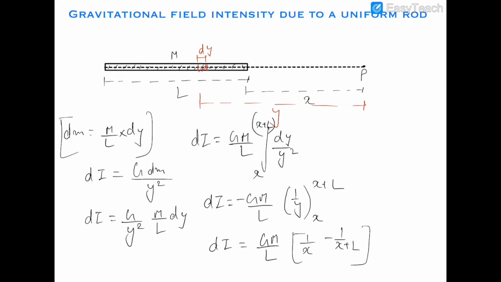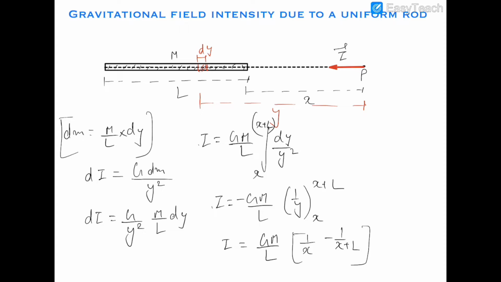And this is I, the net gravitational field intensity, because we have integrated dI. So this is the magnitude of gravitational field intensity due to this rod of mass m and length L at this point P, which is the axial point, at a distance of x from the nearest end of the rod. Now the direction of this gravitational field would be towards the rod like that. So this would be I.